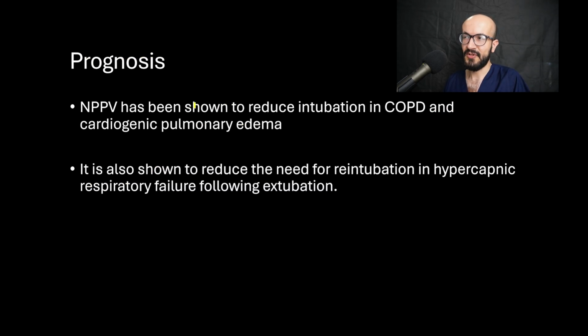Finally, let's talk about the prognosis. So the NPPV has been shown to reduce intubation in COPD and cardiogenic pulmonary edema cases, and it is shown to reduce the need for re-intubation in hypercapnic respiratory failure following extubation.